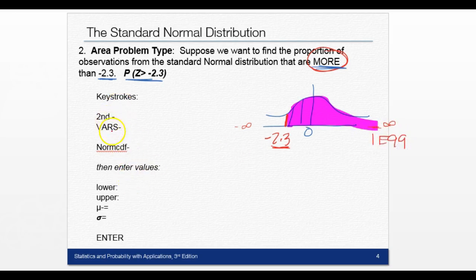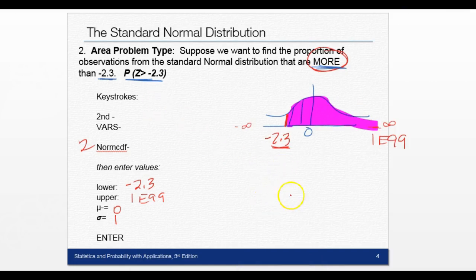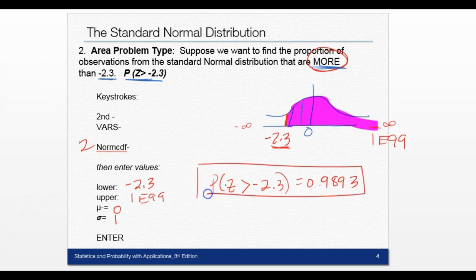So you do second, vars, normal CDF, which is number 2. Lower bound is negative 2.3. Upper is 1e to the 99. Mu, since we're talking z-scores, is still 0. Standard deviation is 1. So let's enter that in our calculator. My area is about 0.9892 or 0.9893. So the probability that my z-score is greater than -2.3 is 0.9893. And that's how you would write your answer.